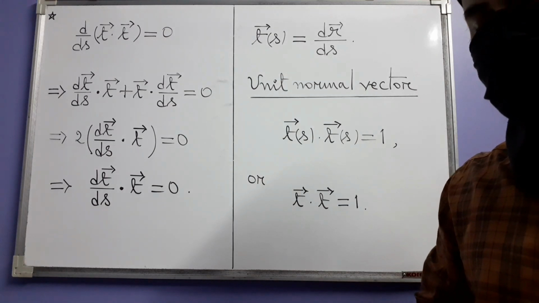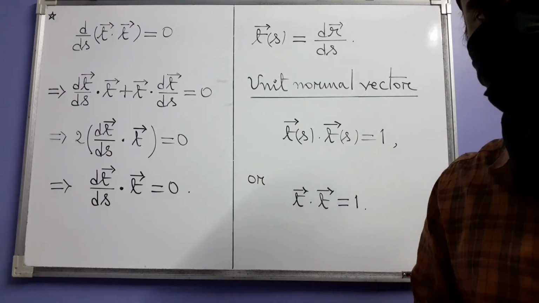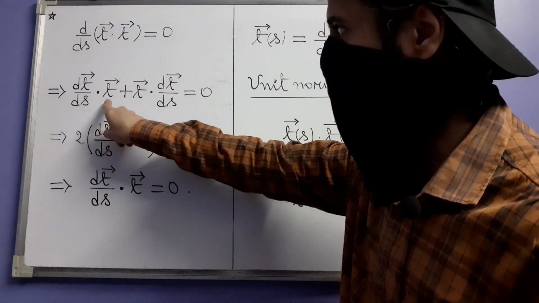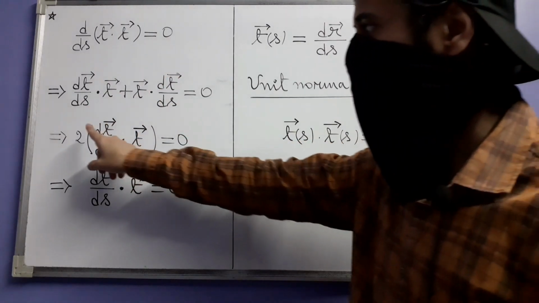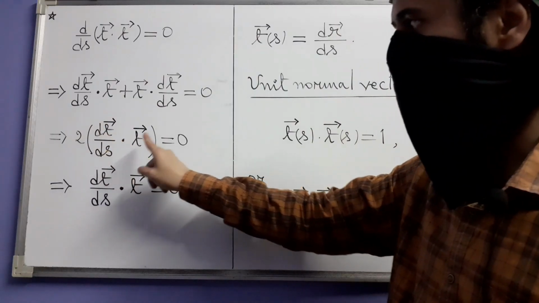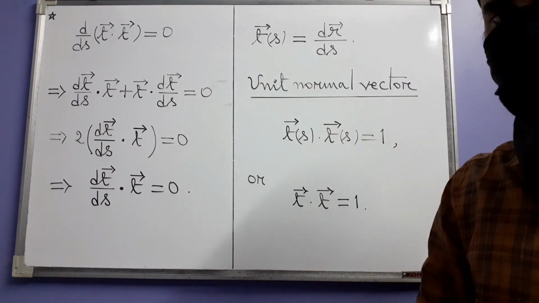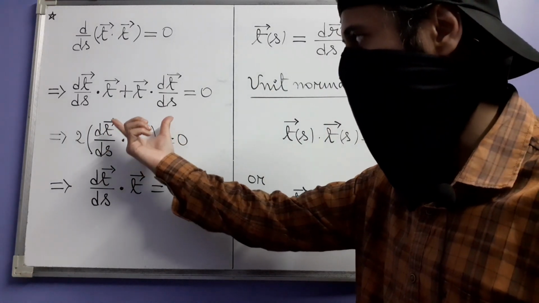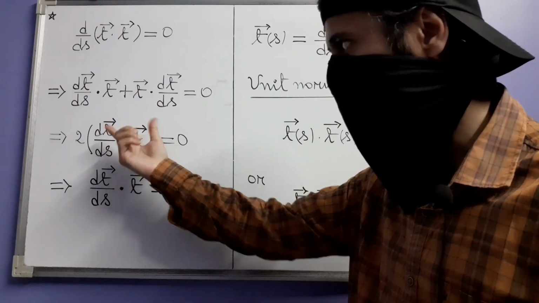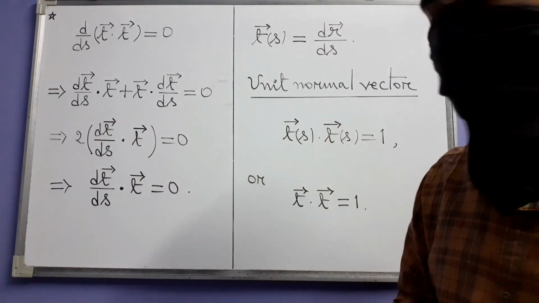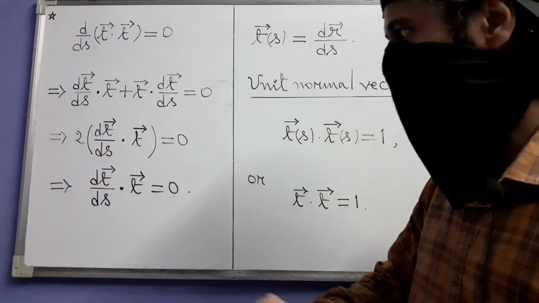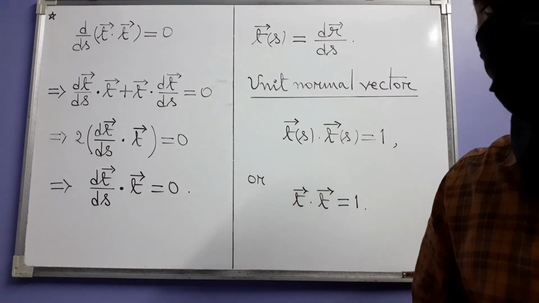But we know that the scalar product is commutative. So dT/ds dot T and T dot dT/ds are the same thing. So we get 2 times dT/ds dot T equal to 0. And then of course this just means that this is a scalar, because this is a scalar product, this is a real number. 2 times this is 0, so this must be 0 because 2 is not 0.